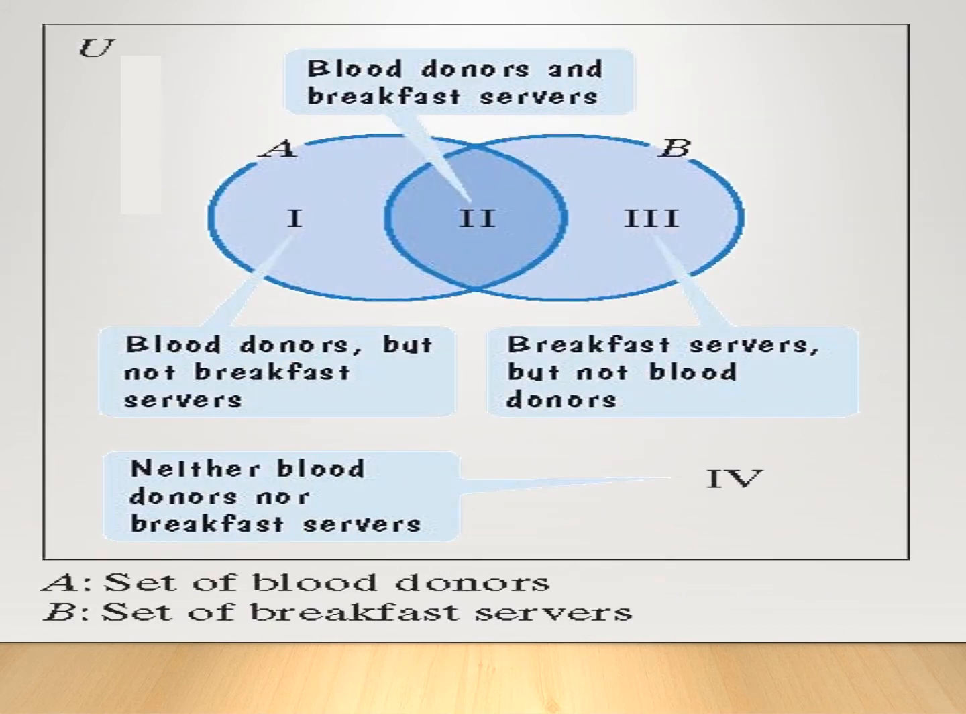So we have this Venn diagram to represent the problem. In region 1, we have blood donors but not breakfast servers. For region 2, blood donors and breakfast servers. For region 3, breakfast servers but not blood donors. For region 4, neither blood donors nor breakfast servers. So set A is the set of blood donors and set B is the set of breakfast servers.